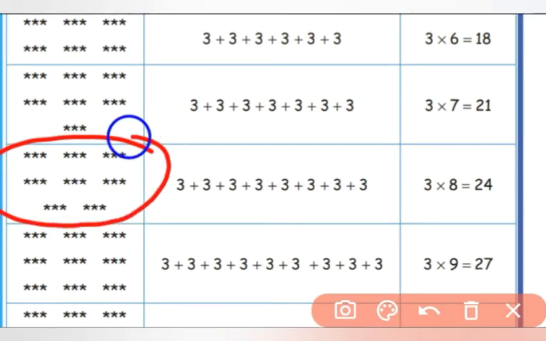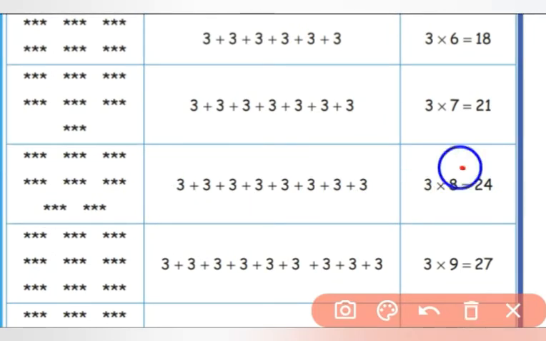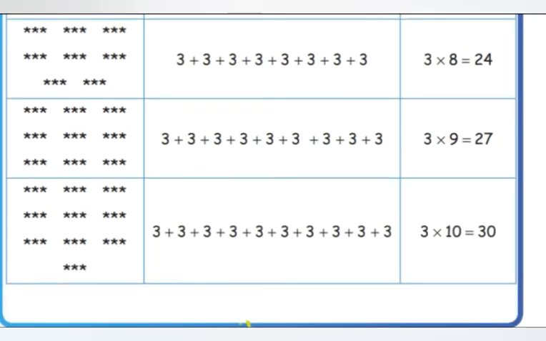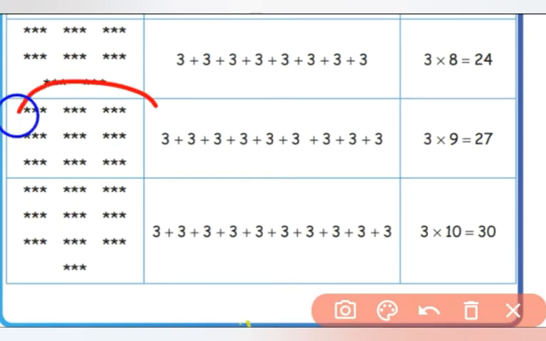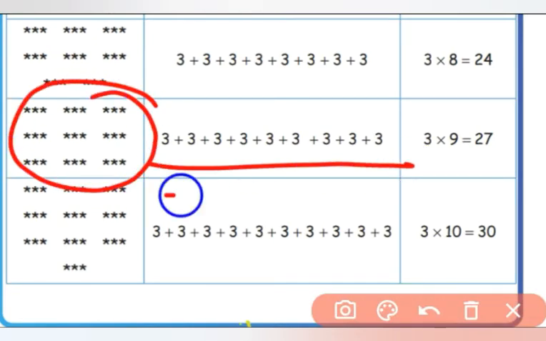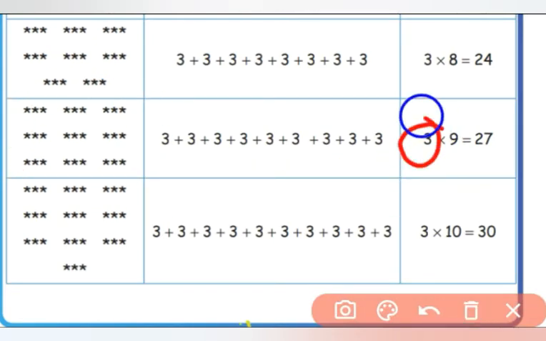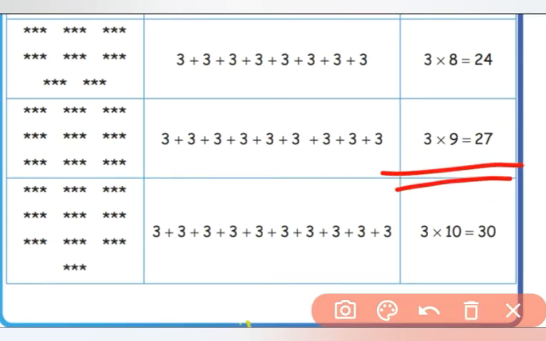Next, see 8 times 3. The number of stars is 3. 8 boxes. The total number of stars is 24. So the multiplication fact is 3 into 8 is equal to 24. Next, see 9 times 3. The number of stars is 3. 9 boxes. Each box has 3 stars. The total number of stars is 27. The multiplication fact is 3 into 9 is equal to 27.